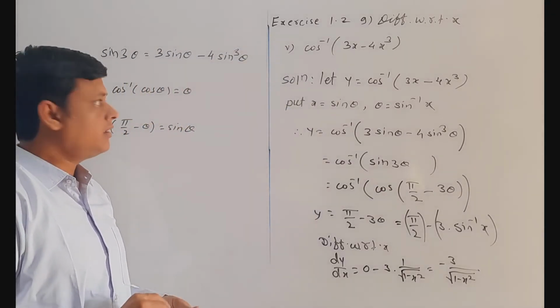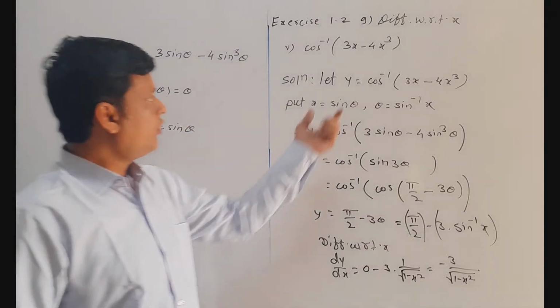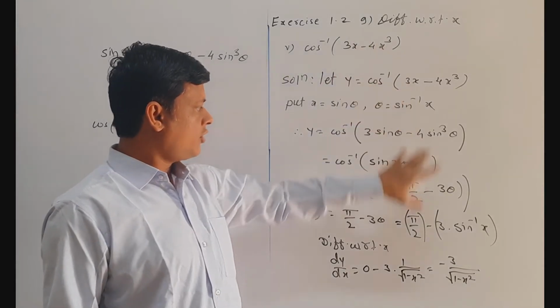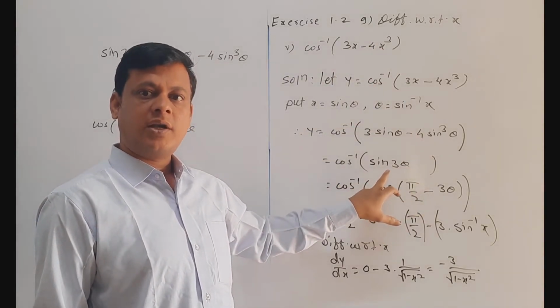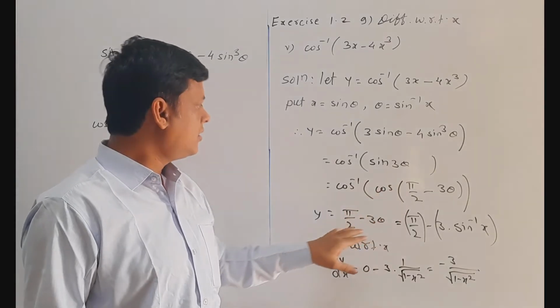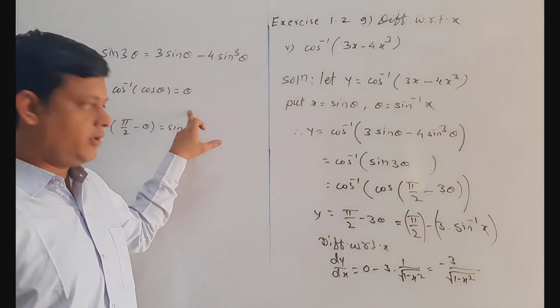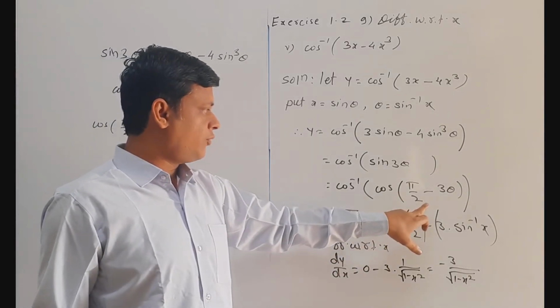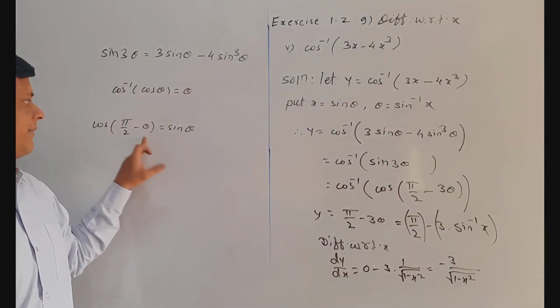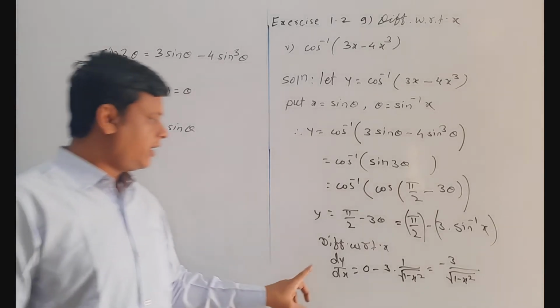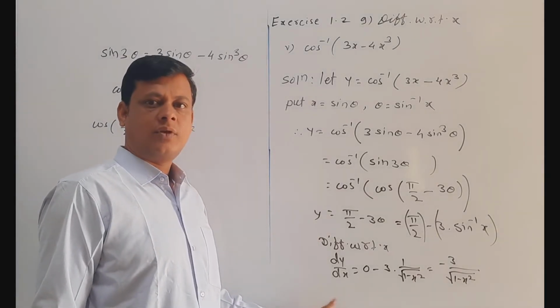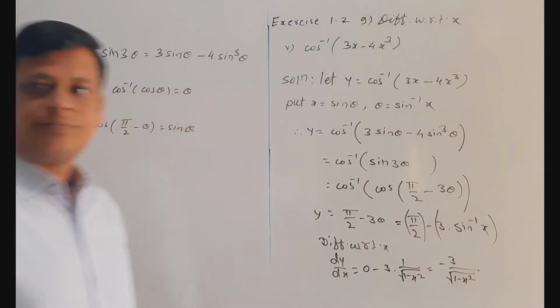So in this way we have to reduce this bracket in terms of sin first, then convert this sin in terms of cos, so as to apply the formula cos inverse of cos theta equals theta. So we use the formula cos of pi by 2 minus theta equals sin theta. Then we differentiate the remaining terms.